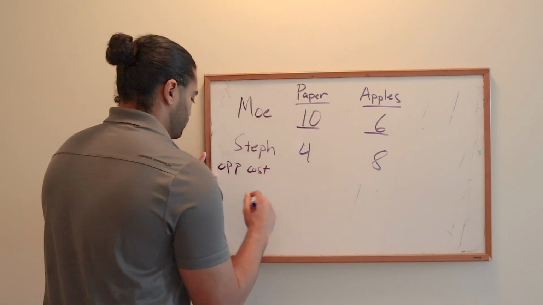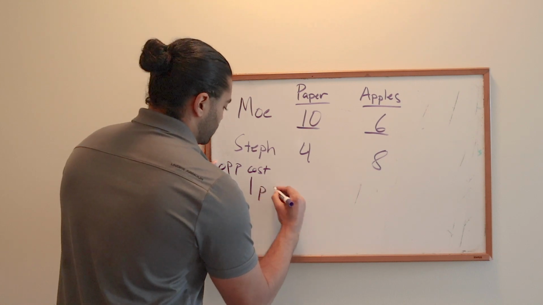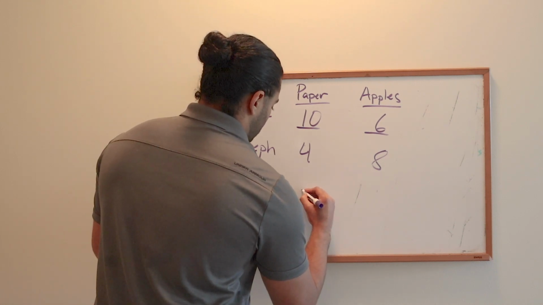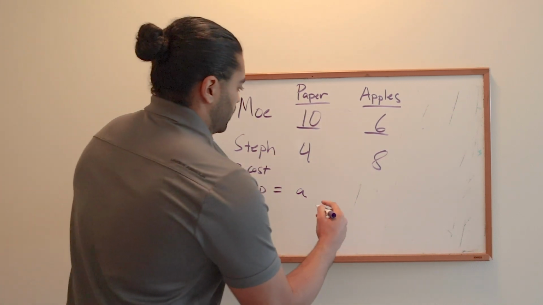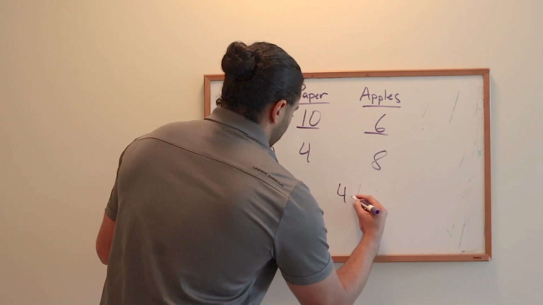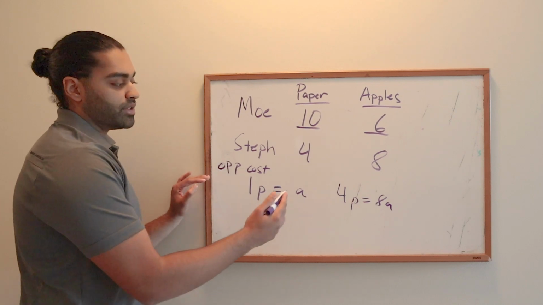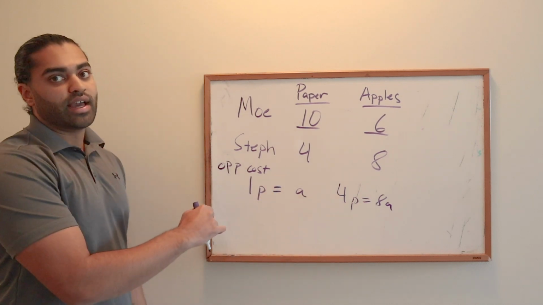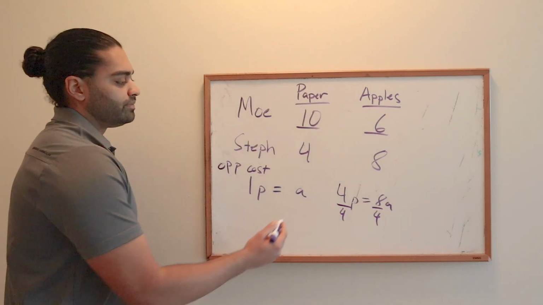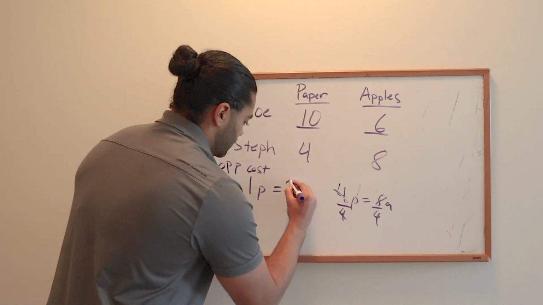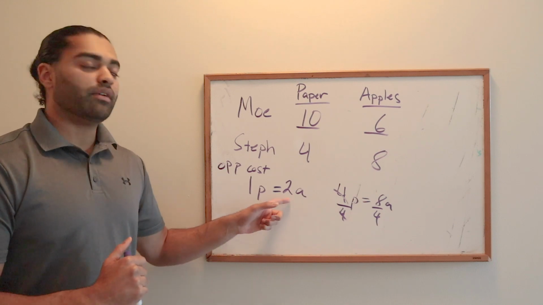You can go ahead and do this on your own. So to calculate the opportunity cost of producing one piece of paper for Steph, it's going to be in terms of apples. Now you're going to set it up exactly how you see it up here. So 4 paper equals 8 apples. Your first step, you want to divide both sides by 4. Again, you want 1 on the left-hand side. So divide by 4, divide by 4. Now, you're going to get 2 apples. So, for Stephanie, or Steph, to produce 1 paper, you give up 2 apples.